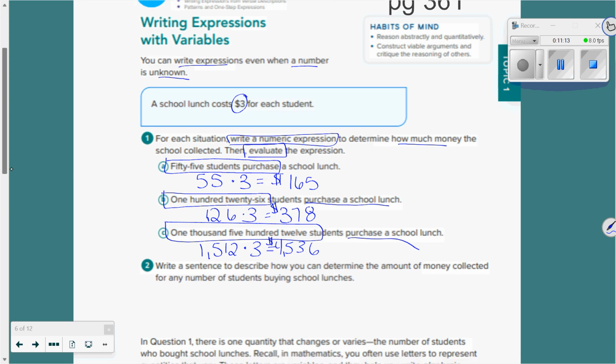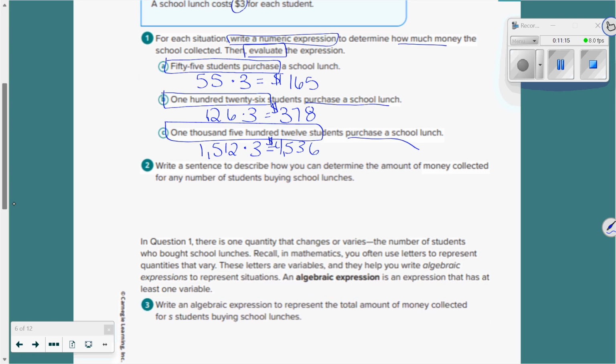Let's look at the next problem. It says, write a sentence to describe how you can determine the amount of money collected for any number of students who buy school lunches. So what would we do for any number? I think you would multiply the amount of students by the amount per lunch. So I would multiply the number of students by 3.